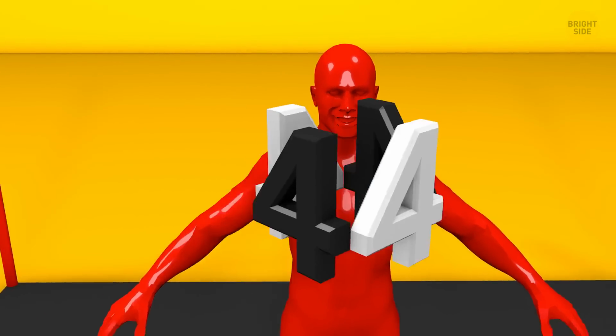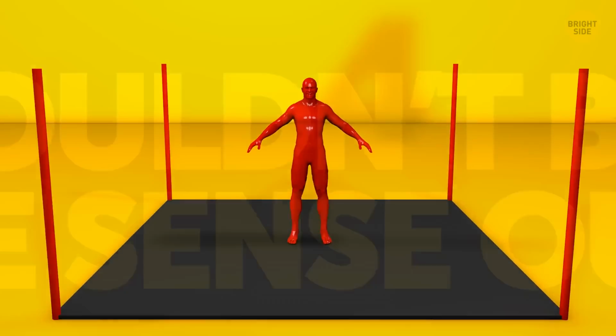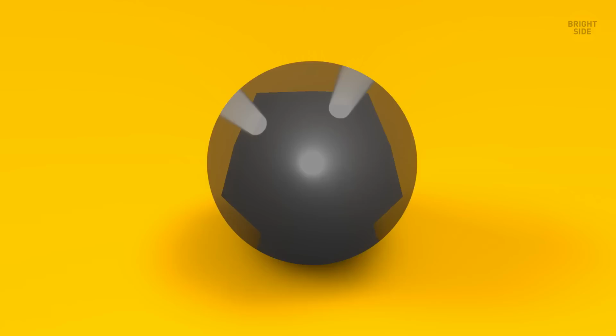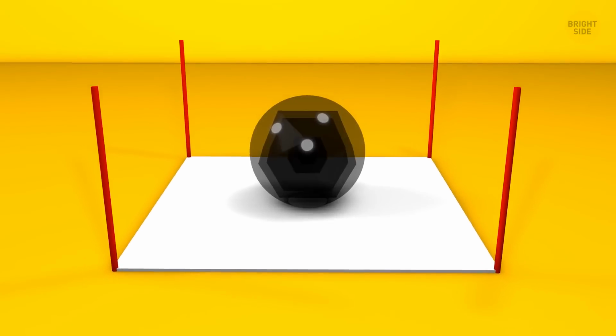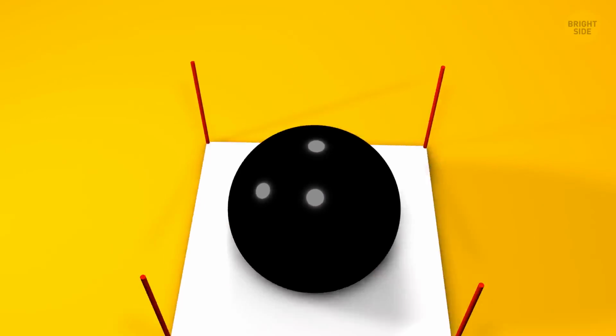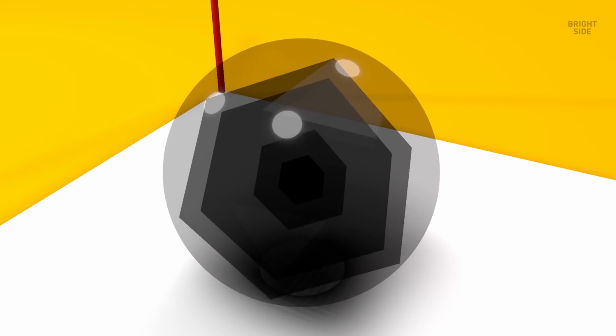We'll see it like a 3D object, appearing, somehow changing, and then disappearing. We wouldn't be able to make sense out of it. For example, let's take a 4D hypersphere and put it in our world. Here's what you'll see. Looks like a regular old sphere appearing, growing, shrinking, and disappearing. Good luck trying to combine the spheres all together to make sense out of its 4D shape.